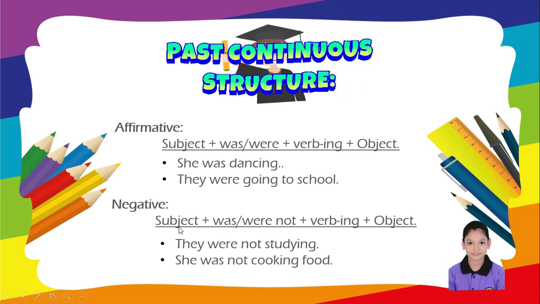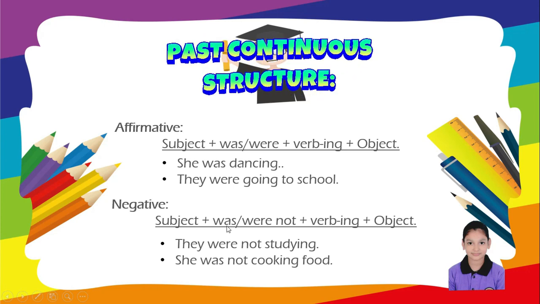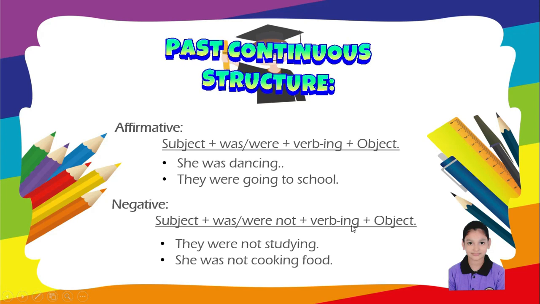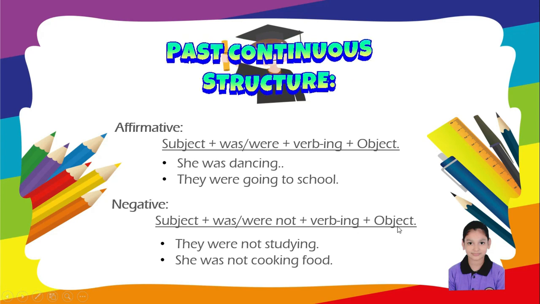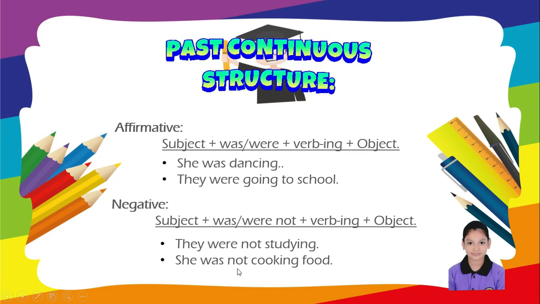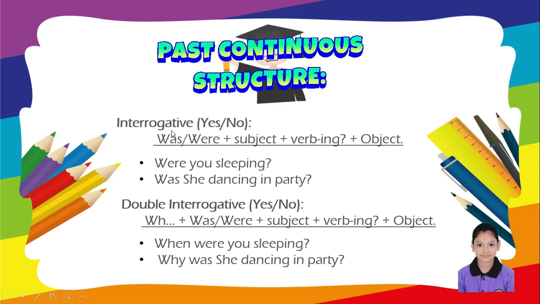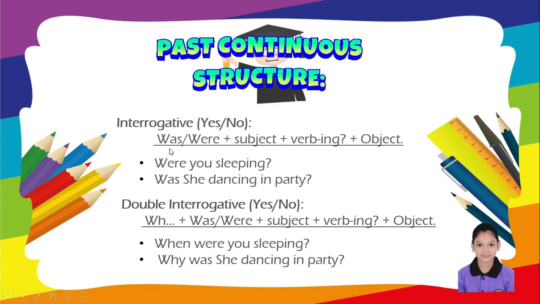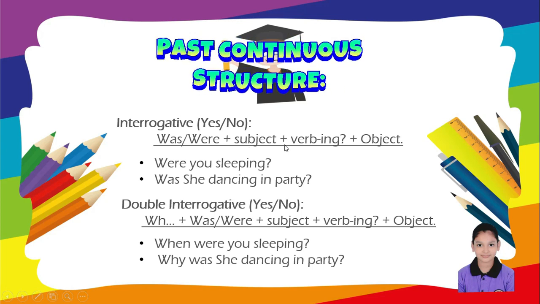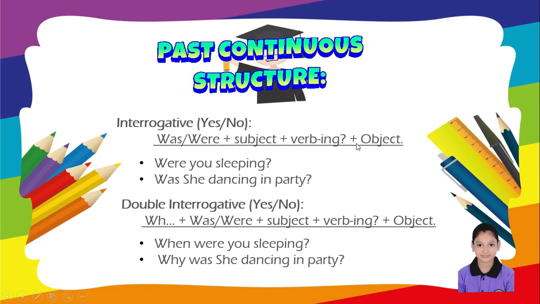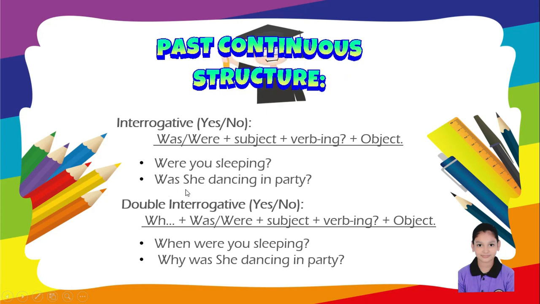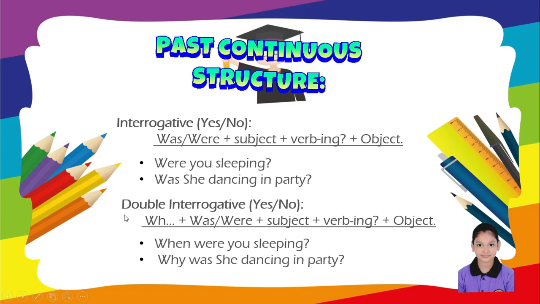Negative. Subject plus was or were not plus verb plus ing plus object. They were not studying. She was not cooking food. Interrogative yes no. Was or were plus subject plus verb plus ing plus object. Were you sleeping? Was she dancing at the party?